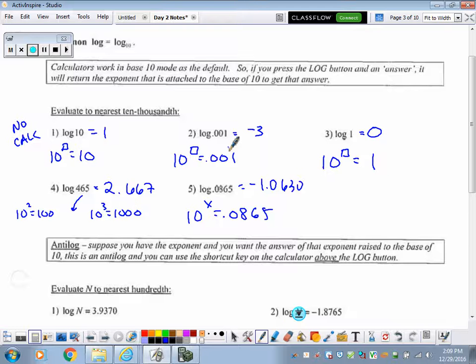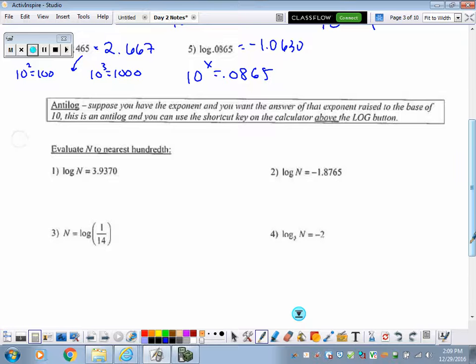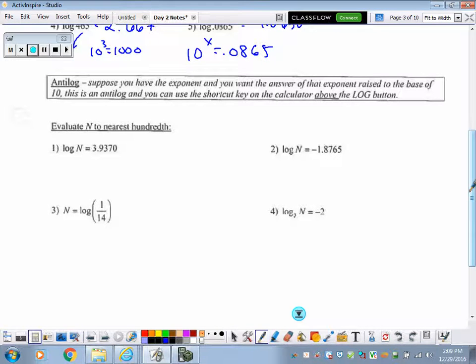All right, what if I want to go backwards? And there's the anti-log. Suppose you have the exponent and you want the answer of that exponent raised to the base of 10. It's called the anti-log, and there is a shortcut key on the calculator above the log button. Evaluate n to the nearest hundredth means this is log n is equal to 3.9370, means 10 to the 3.9370 power is equal to what?